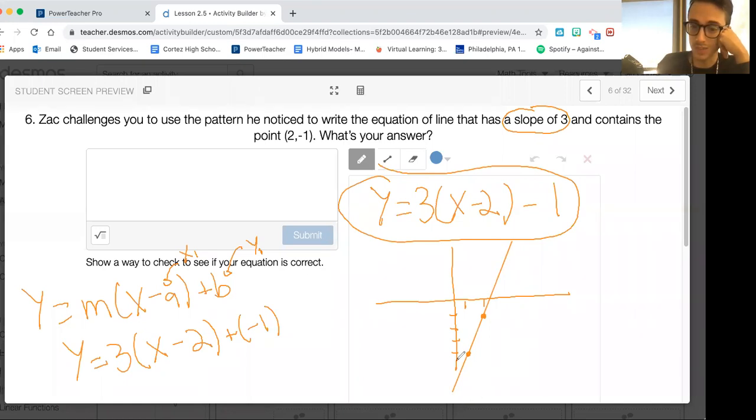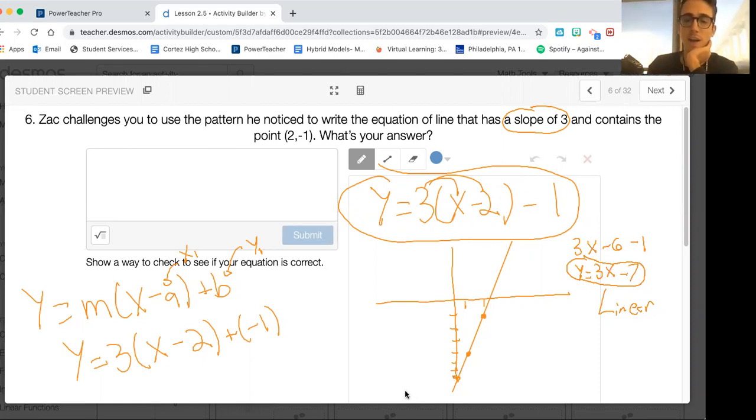But as far as seeing if this is correct, you could distribute. This gets you 3x minus 6 minus 1, which eventually can be rewritten to 3x minus 7. Does this type of equation look familiar? Hopefully you're saying yes, it's linear. And if we kept this going down, this should hit our y-intercept of -7. Okay, 1, 2, 3, 4, 5, 6, 7. Yeah, it's hitting here. All right, so that's another way you can check your work, graphing it.